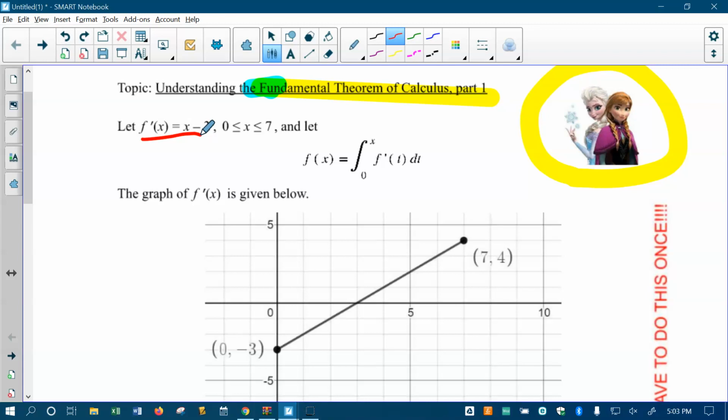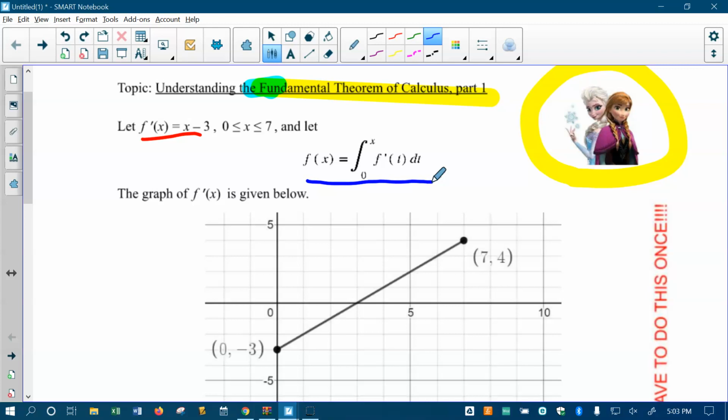And you'll notice now that we have something new here, and you won't see this again for another section when the Fundamental Theorem of Calculus Part 2 comes up, but we have a function equal to an integral. We have a definite integral this time also. We have the integral from 0 to x of f prime of t dt.